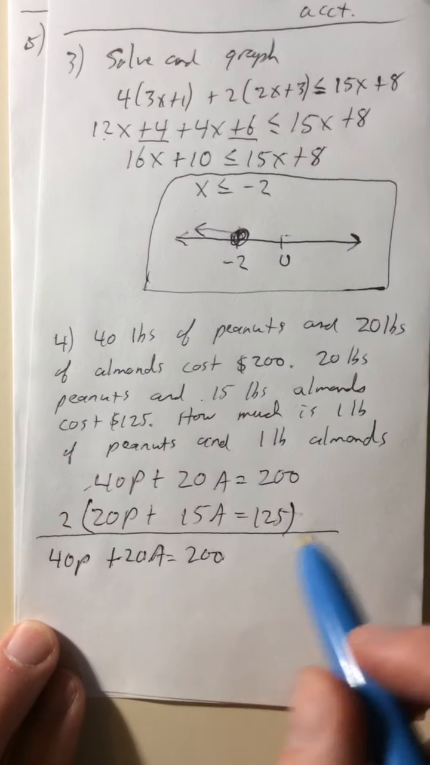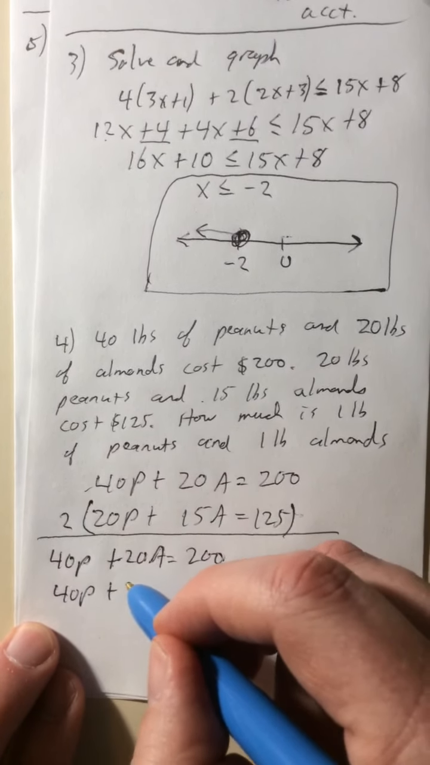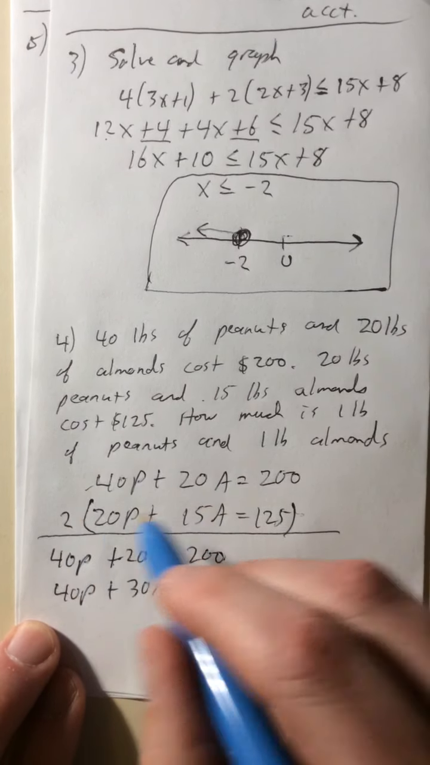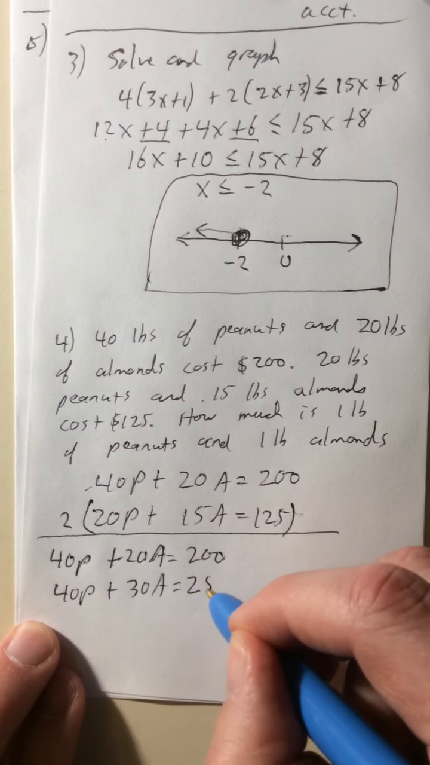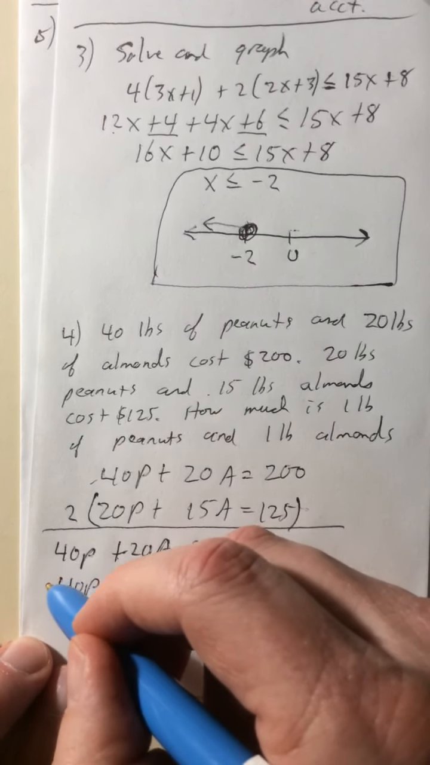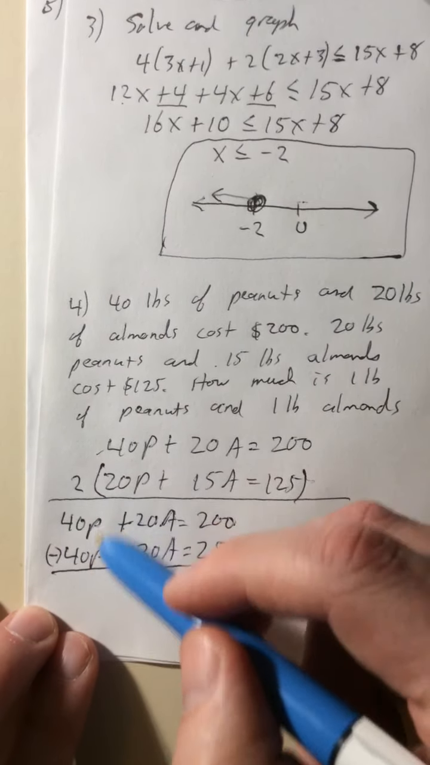Multiply this guy by 2. So that gets us 40p plus 30a equals, I'm going to multiply the 2 over here too, 250. And now we see that the 40p's have the same sign, and when we have the same sign we subtract to make the p's go away.